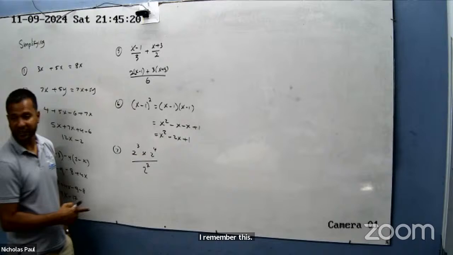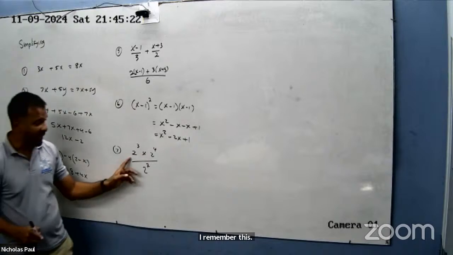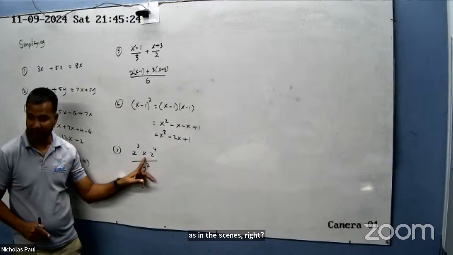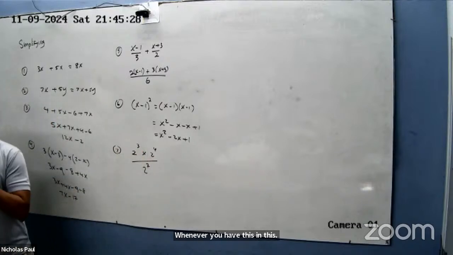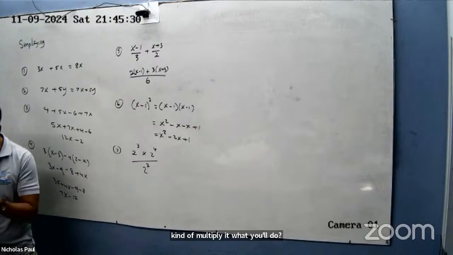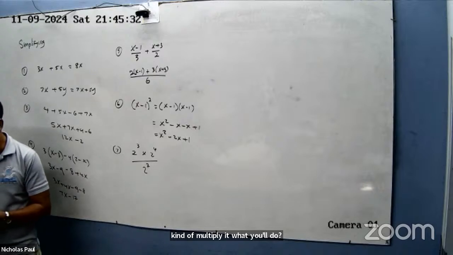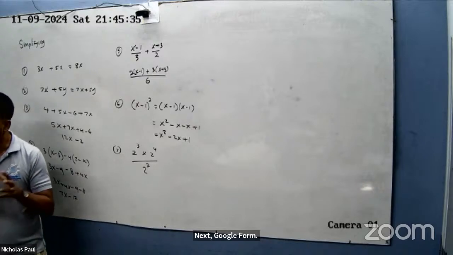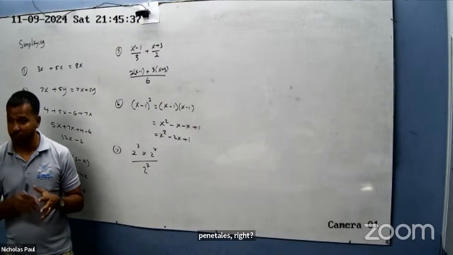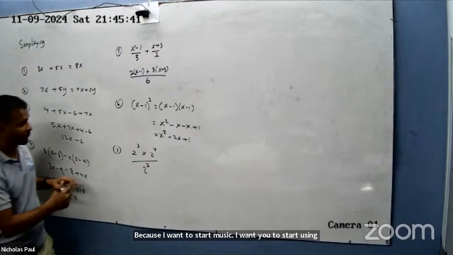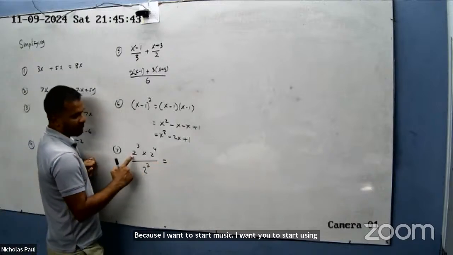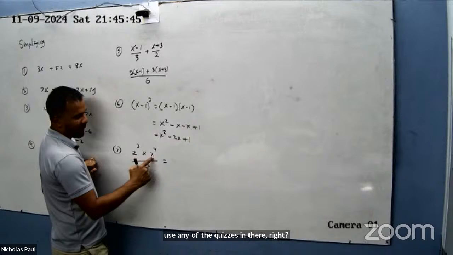It's indices, right? Whenever you have the same base and you're multiplying, what will you do? Those who are not on the LMS, you send the next Google form. Fill it out, please. Right? Because I want you all to start using the videos and using the little quizzes in there, right? So same base, we multiplying, add the powers.